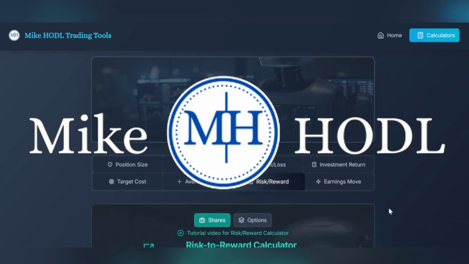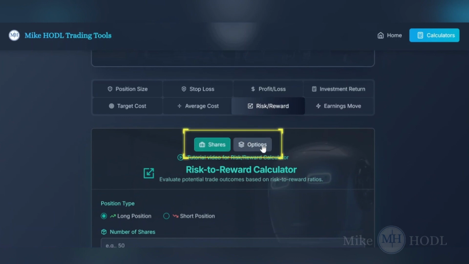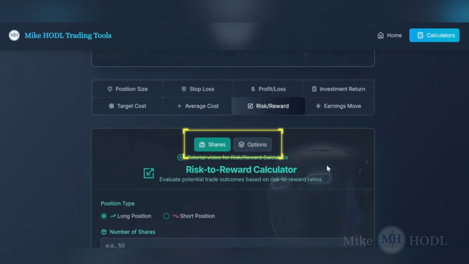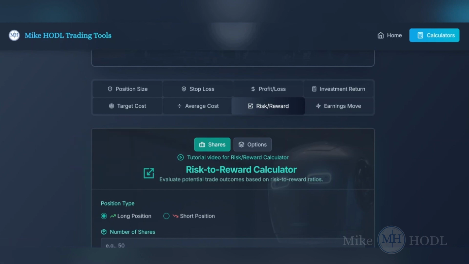This is the tutorial video for the Mike HODL Risk to Reward Calculator. Here at the top is the toggle section where you can toggle between shares and options. For this video, we will be working with shares. Just below this toggle section is a link for the tutorial video for the Risk to Reward Calculator.